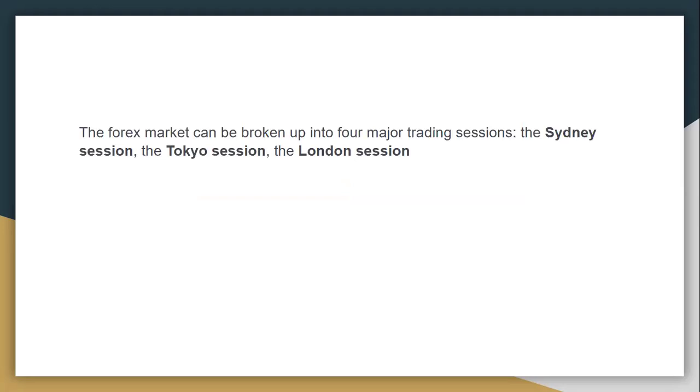So the forex market can be broken up into four major trading sessions. I've already mentioned the Sydney session, the Tokyo session, the London session. All of these sessions are demarcated and separated by time, depending on which time is best suitable and perfect for your trading.